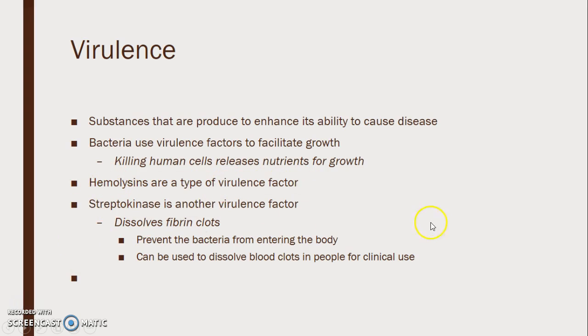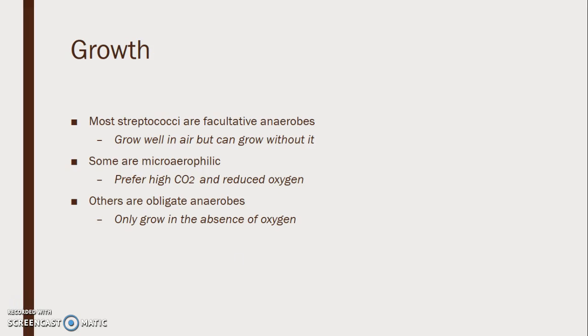Streptokinase is another type of virulence factor, and that dissolves fibrin clots. Fibrin clots can prevent bacteria from entering the body, so if you can dissolve these blood clots, then you could enter the body and cause disease. But the good thing is that you can use these streptokinase enzymes clinically for people who have blood clots in them if you need to get rid of them. So that's a cool therapeutic use.